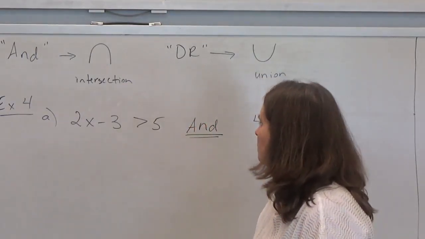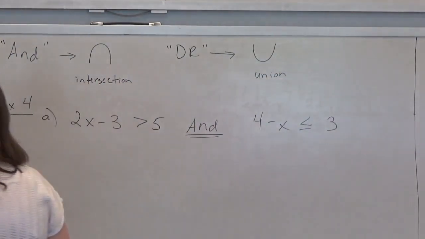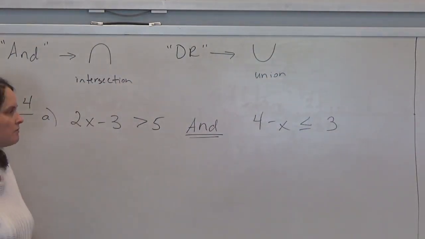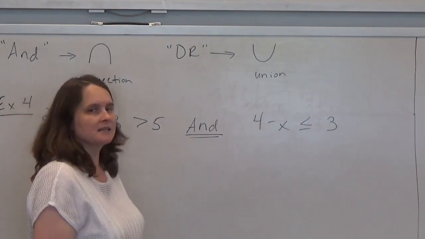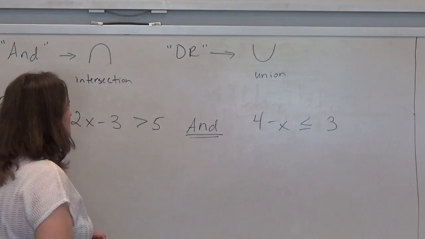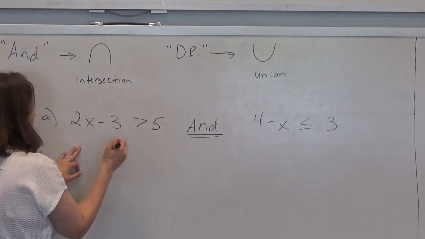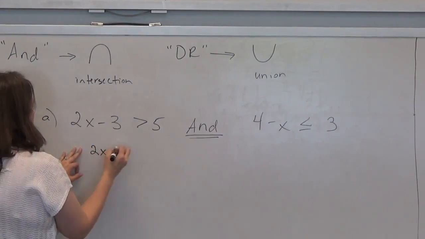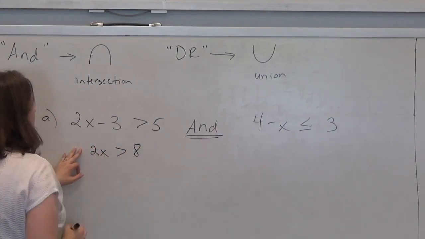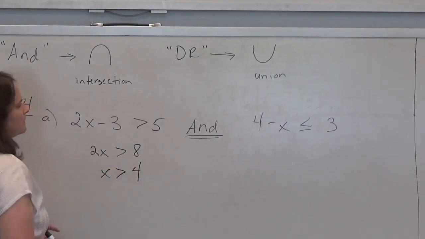So looking at example 4, part A, we need to solve the compound inequality 2x minus 3 greater than 5 and 4 minus x less than or equal to 3. So we are going to solve each one individually first. So with the first piece, let's add 3 to both sides. 2x is greater than 8. Divide by 2. So we get x is greater than 4.